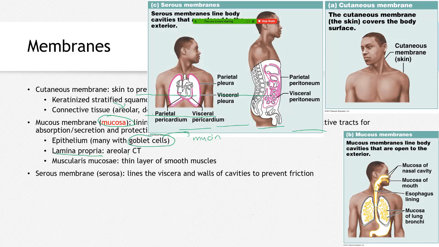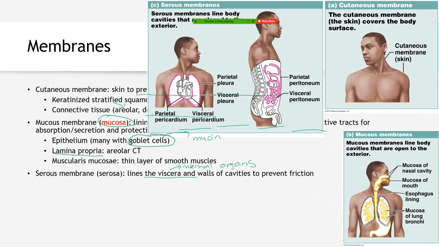The next one here is called the serous membrane. And the serous membrane is also known as the serosa. The serous membrane is going to line the viscera. Viscera is the internal organs that we have. And it lines the walls of our cavities as well.